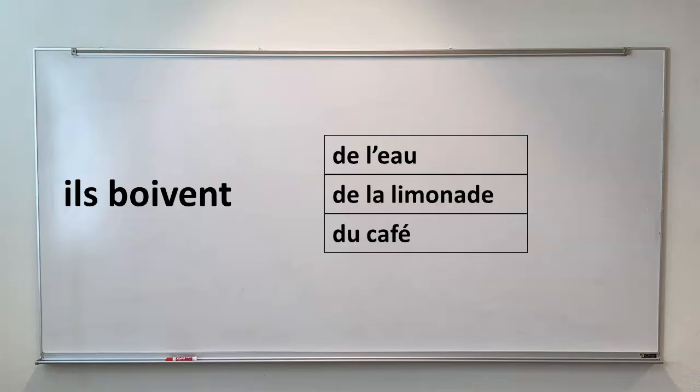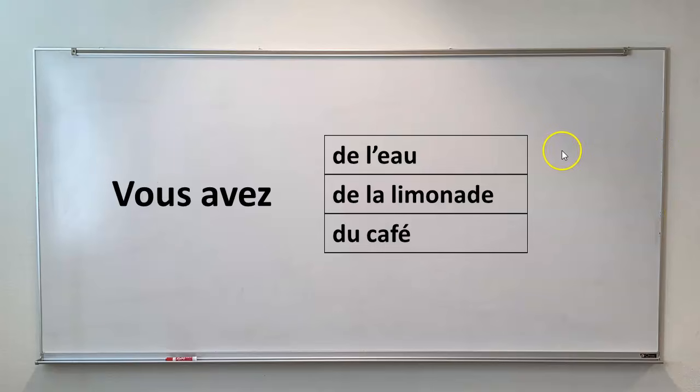Remember, as I mentioned before, you can also see the partitive with some other verbs. For example, with the verb avoir, I could say, I have some water, or I have water. J'ai de l'eau. I have some lemonade, or I have lemonade. J'ai de la limonade. I have some coffee, or I have coffee. J'ai du café.